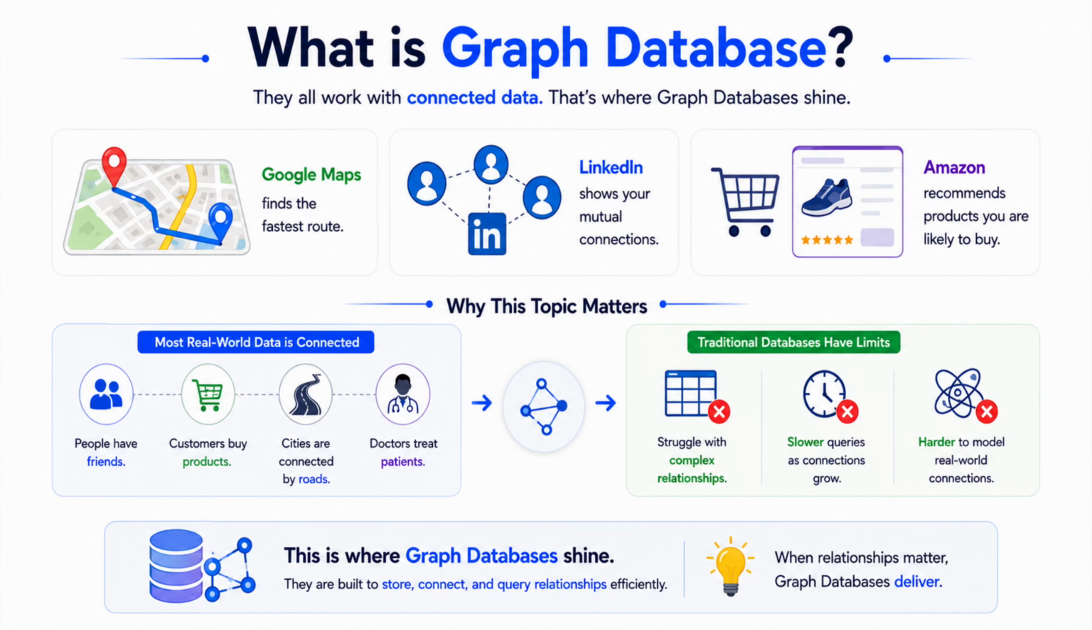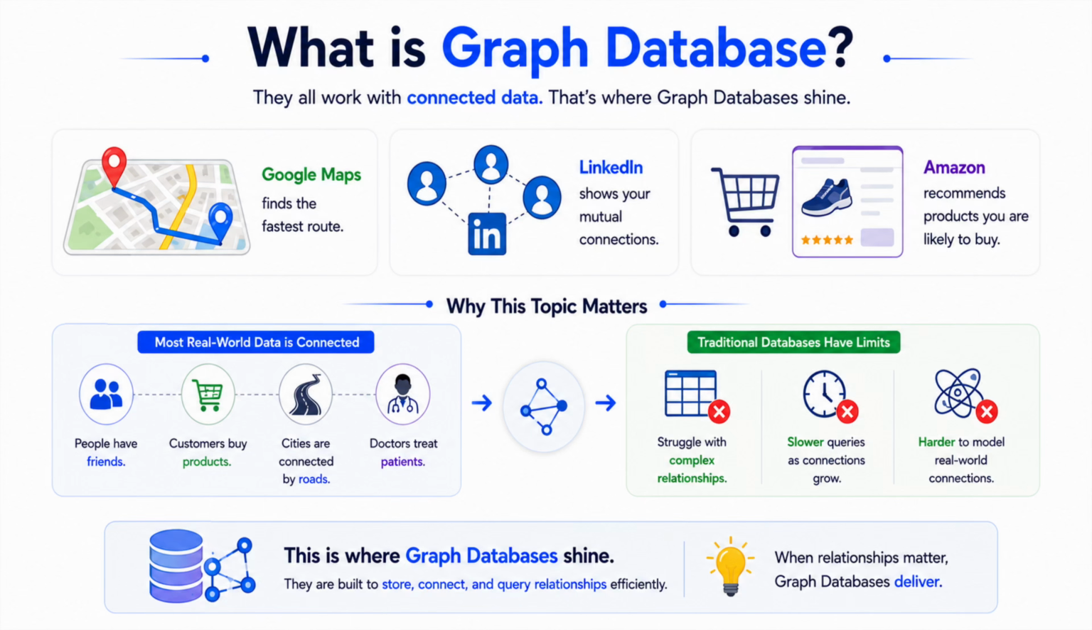Have you ever wondered how Google Maps finds the fastest route, how LinkedIn shows your mutual connections, or how Amazon recommends products you are likely to buy? All these applications have one thing in common: they deal with connected data, and that is exactly where graph databases come in. Today, we will understand what a graph database is, why it is important, and how it is used in artificial intelligence. Before we dive into the concept, let us first understand why this topic matters.